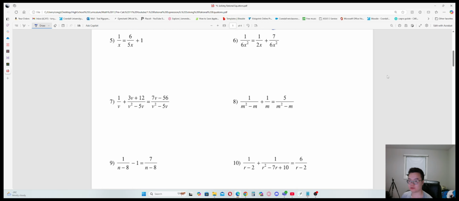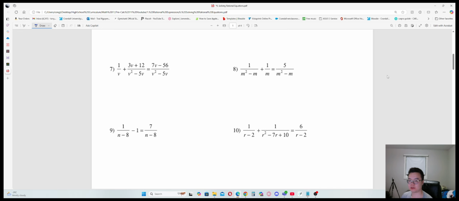Let's move on to another complex question. Let's go to question 7 here. I notice the highest degree here is v squared minus 5v. So my lowest common denominator will be v squared minus 5v, and then you simplify it by factoring it out. So I will have v and v minus 5. That's my lowest common denominator.